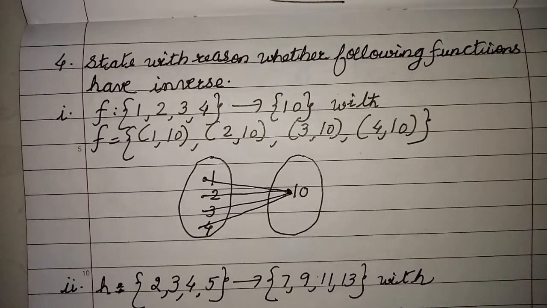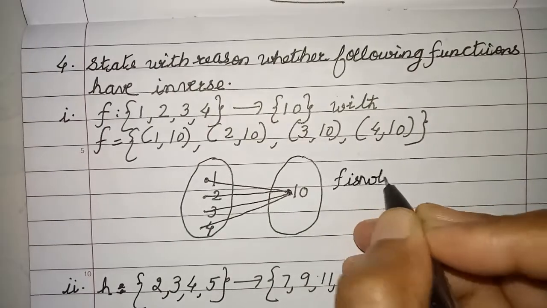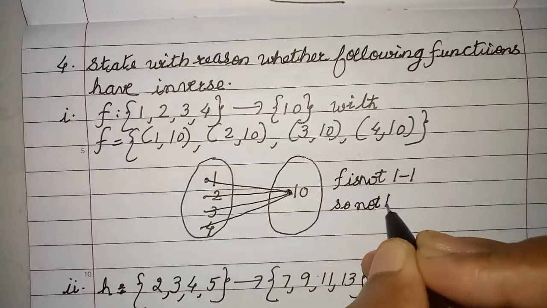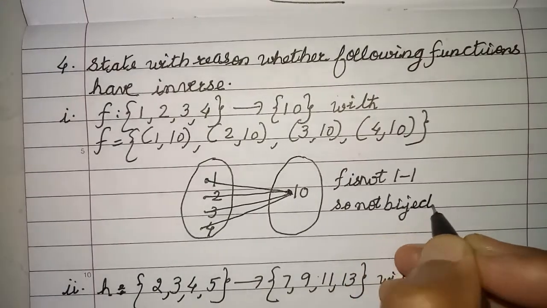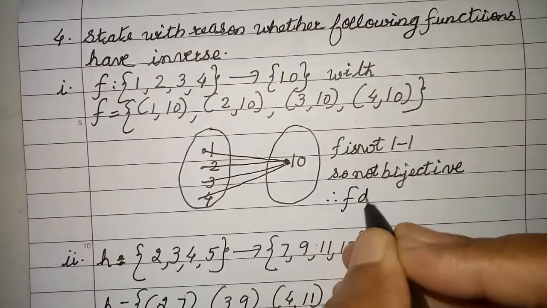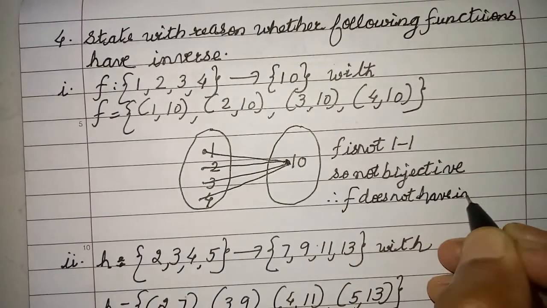So what is happening to this function, children? It is not a one-one function, it is a many-one function. Since it is not a one-one function, it is not bijective, and by definition we know that only bijective functions have inverses. Therefore f does not have an inverse.